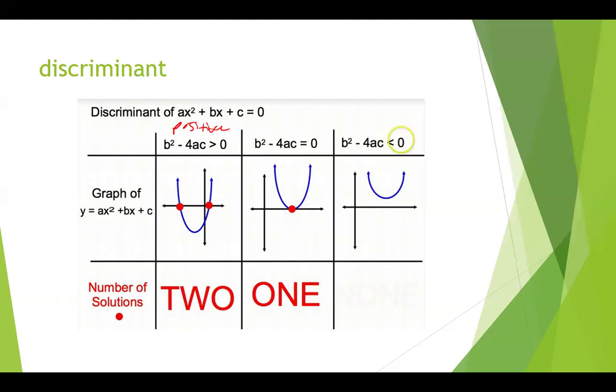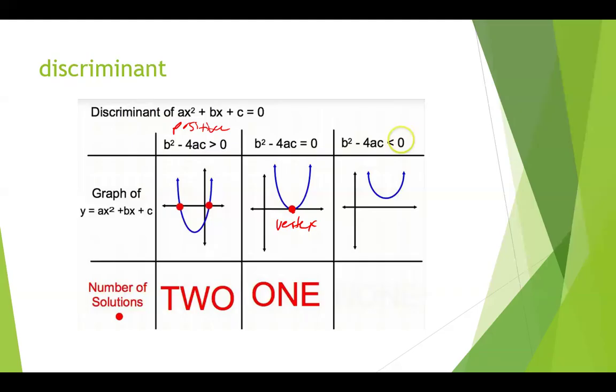If your discriminant is equal to 0, so b squared minus 4ac is equal to 0, that means that your vertex sits on the x-axis. So notice that my vertex is sitting on the x-axis, and therefore there's only one real solution, okay?